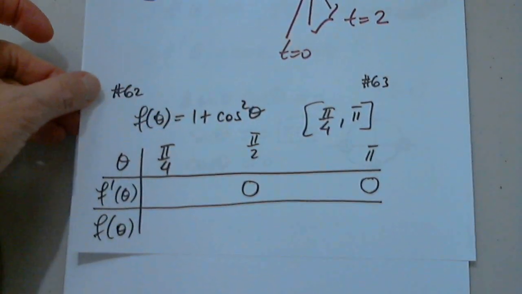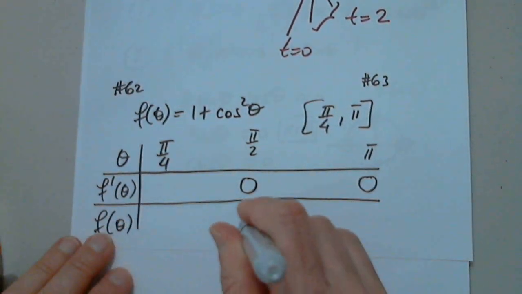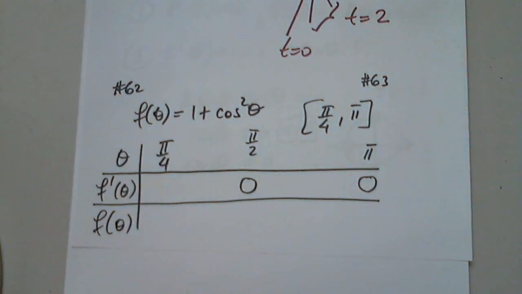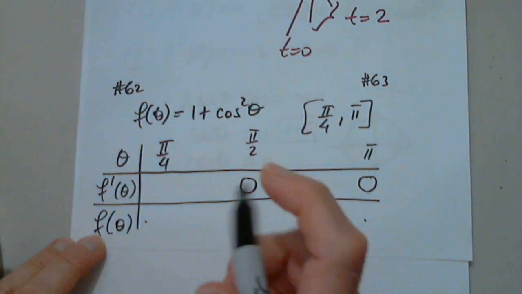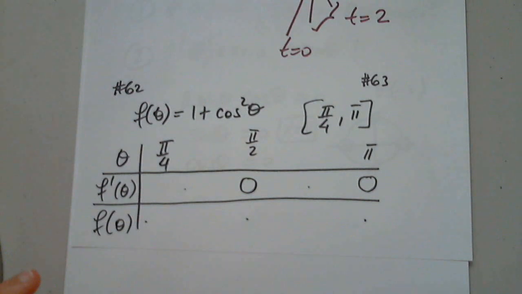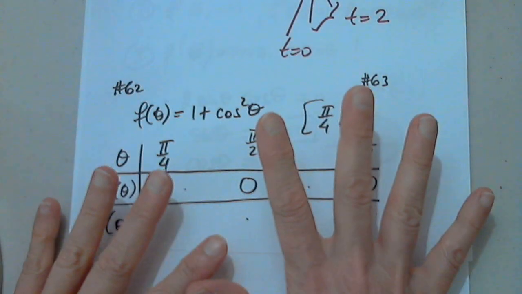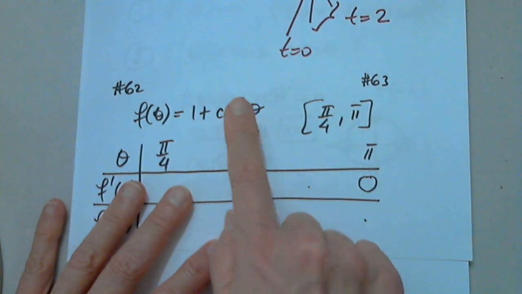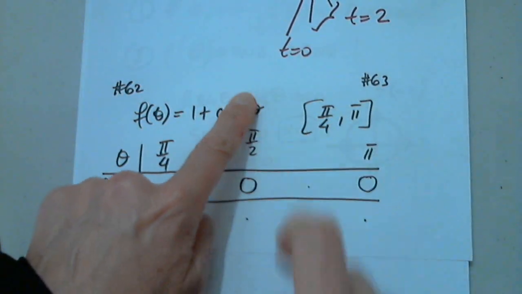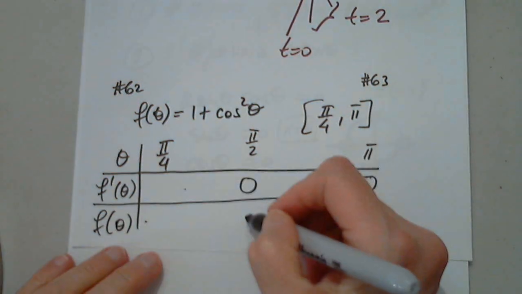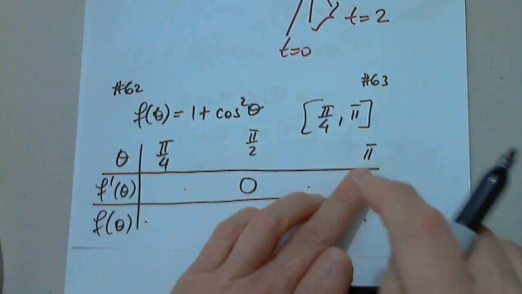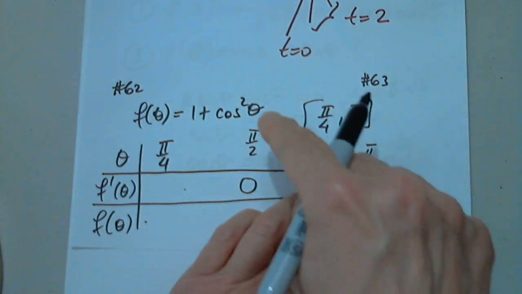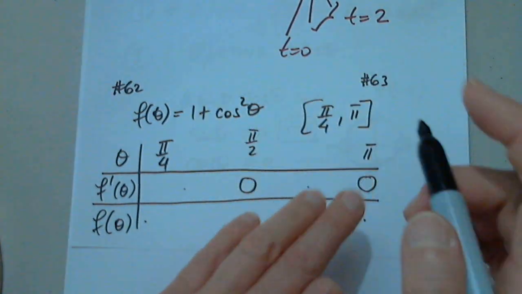At this point, I have to determine the function values at each of these 3 points. And I have to study the sign of the first derivative, left and right. Okay, so it's easy to determine because cosine pi over 2 is 0 and 1 plus 0 is 1. It's easy to determine this because cosine pi is -1. -1 squared is 1. 1 plus 1 is 2.